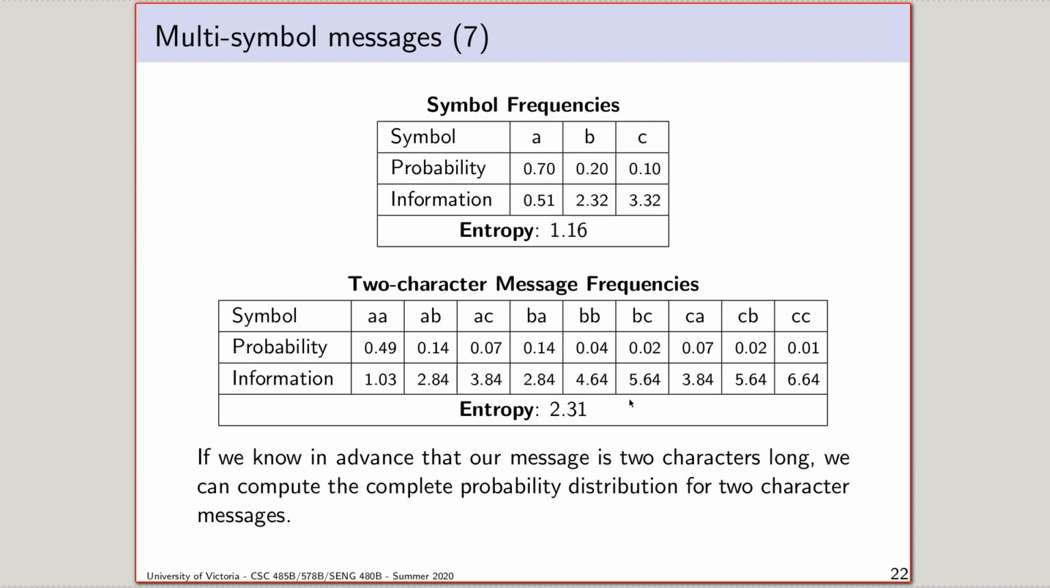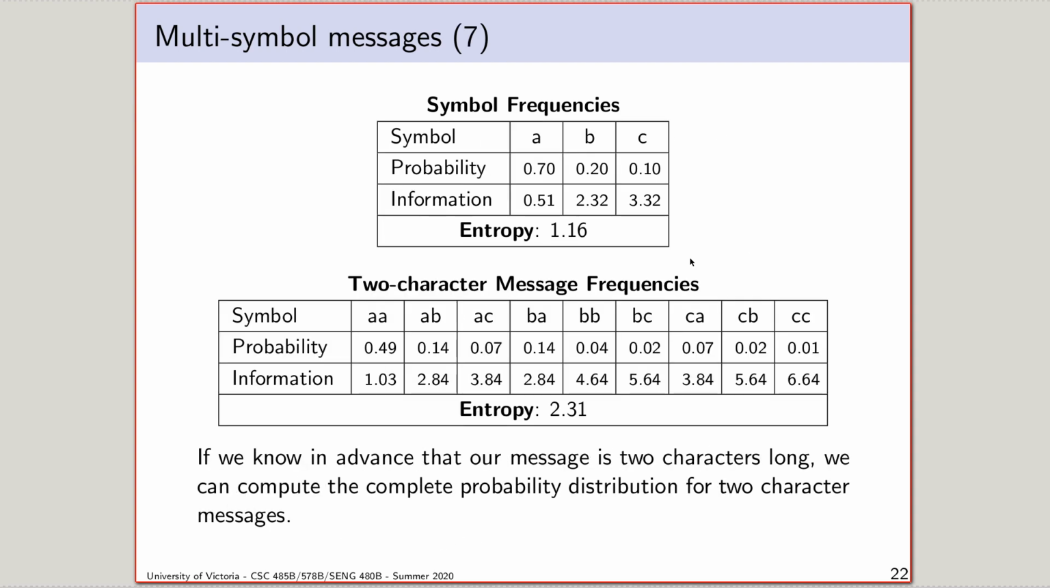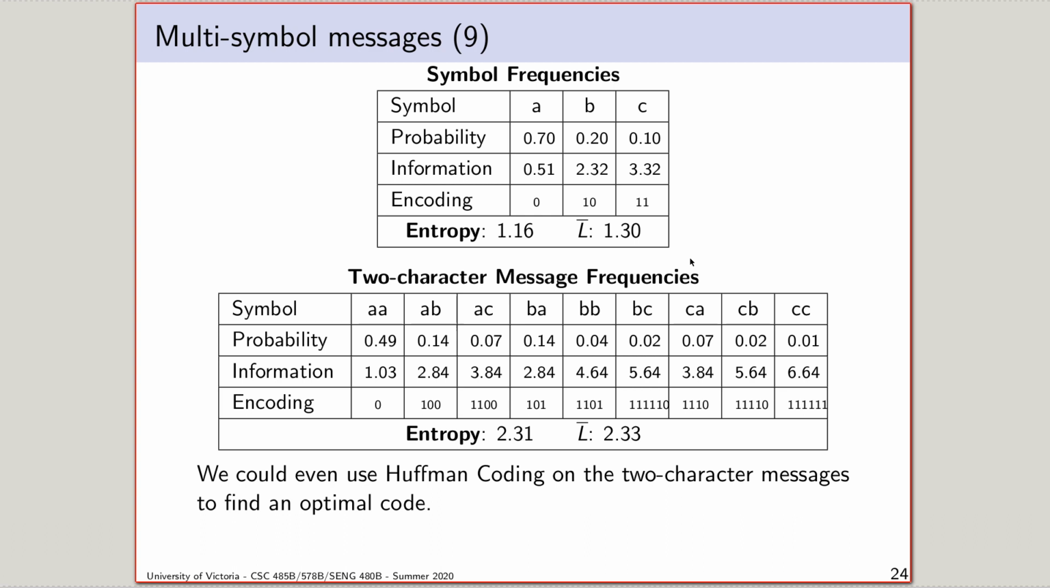So for example, if you tell me you're going to send me a 2-character message, then instead of just creating a Huffman code on my single characters and then sending me 2 symbols worth of encoding, you could just work out the probability of every 2-character message directly using this identity. And then you could develop a Huffman code on that here, and you could just send me one of these things. And if it were only a 2-character message and you sent me just one of these encodings, it would be optimal.